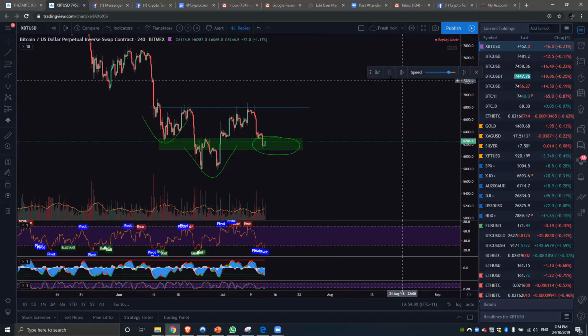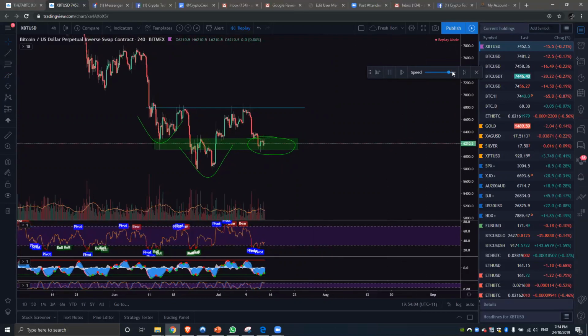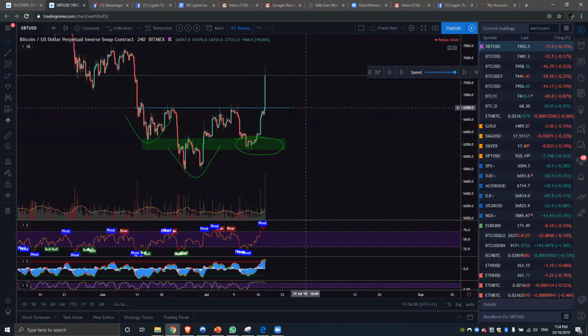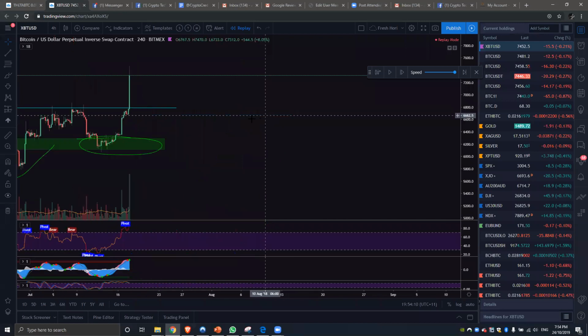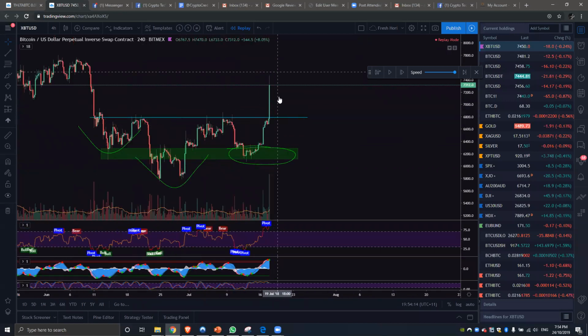Speed this guy up a little bit. Wow, it's really slow. Here we go. Right, and so then we have this. Well, you can see as soon as we get above the neckline, we have an instant pump.